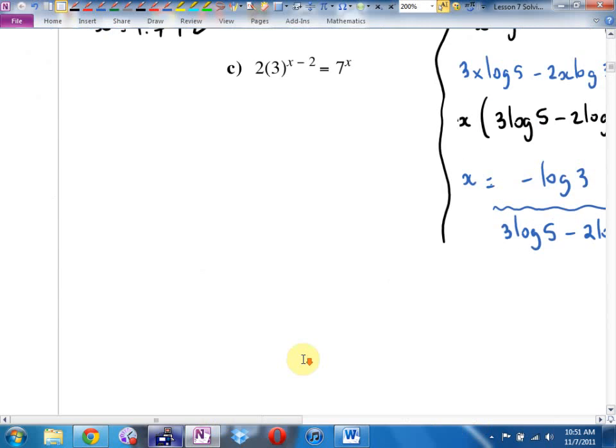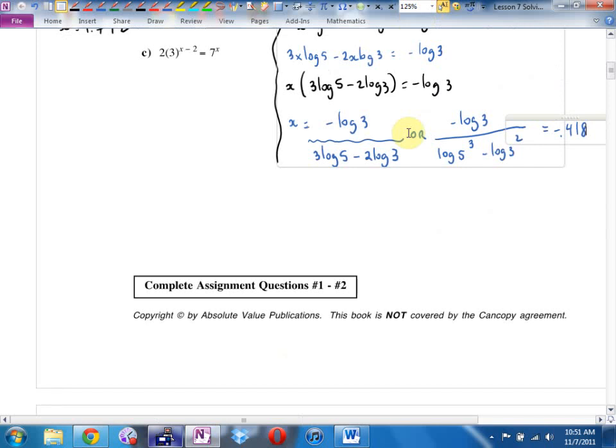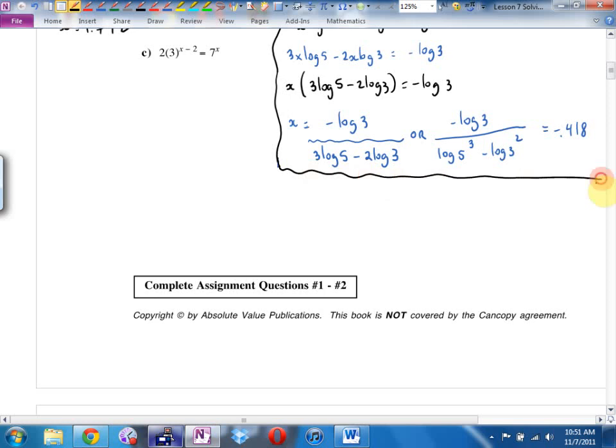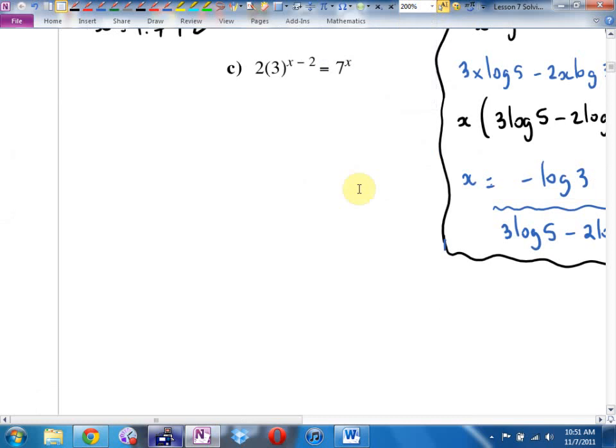What's the difference between B and C? C has two different bases. Does B have two different bases? Yes. C has two different x exponents. Does B have two different x exponents? Yes. C has a coefficient, that 2. And that's going to make this an awful lot tougher. No way around it. Here's what you can't do.